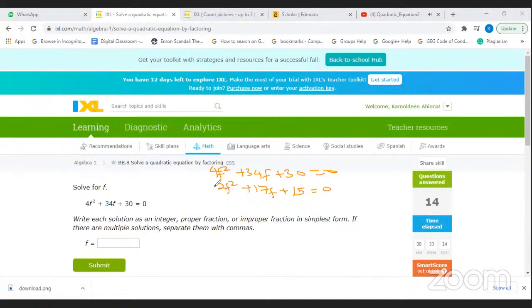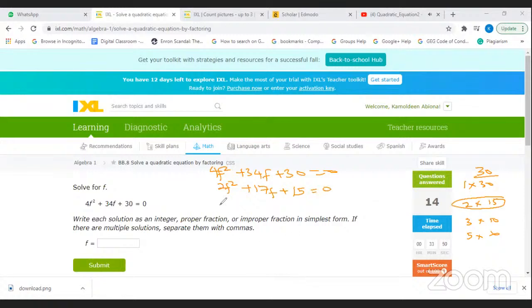So 2 times 15, 30. So in that case, what are the factors? 1 times 30, 2 times 15, 3 times 10, 5 times 6. So which one will you have to get to give you 17?